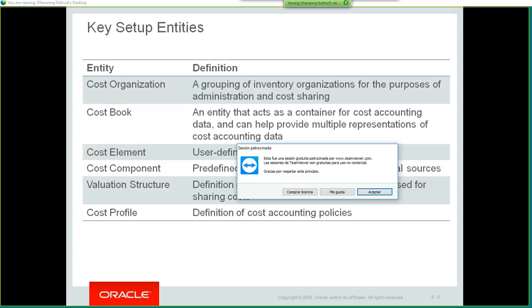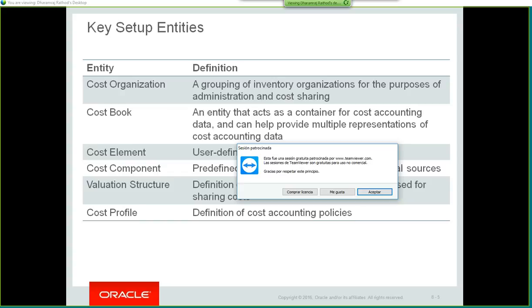So cost profile, if anybody asks you what is the entity you would go look at in cost management in cloud, it will be your cost profile. Cost profile is the entity which holds all your accounting policies. It could be your cost method, your valuation structure, your cost element, your cost components and so on.